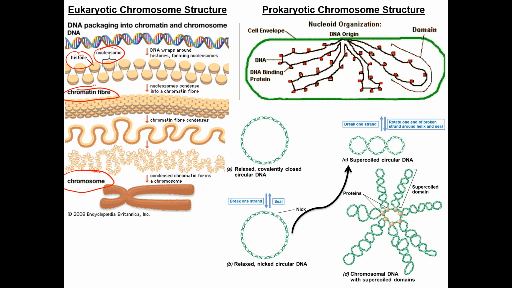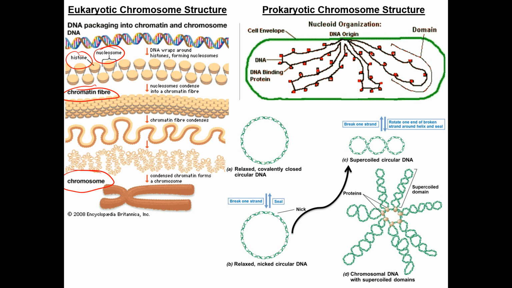Now, when you're talking about prokaryotic chromosomes, recall that the prokaryotic genetic material is not contained within a nucleus. It's actually going to be attached to the cell membrane of the bacterial cell. Now there are DNA binding proteins. There are histone-like, quote-unquote, proteins that the DNA wraps around.